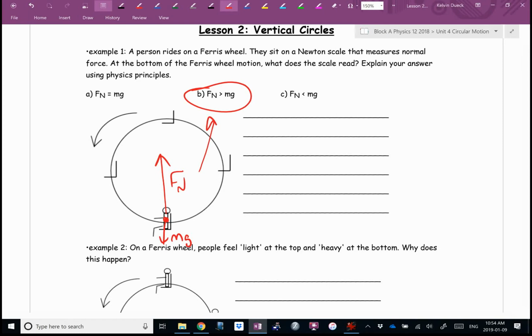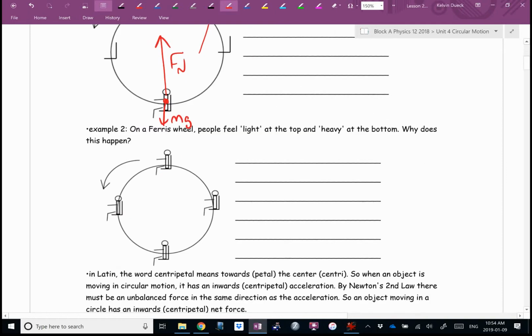I wonder if you feel lighter at the top. On a Ferris wheel, people feel light at the top and heavy at the bottom. Why does this happen? So Thomas has already convinced us why we feel heavier. You're moving in a circle, which means you are accelerating towards the center, which means your net force must be pointing towards the center. Let's look at the top.